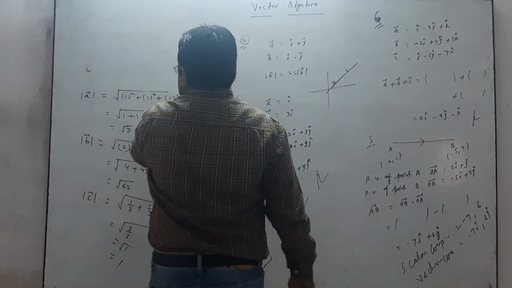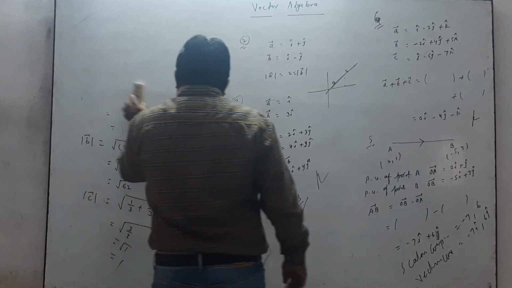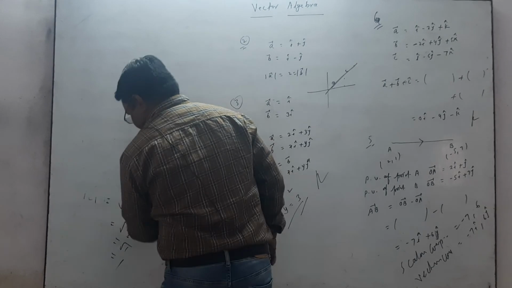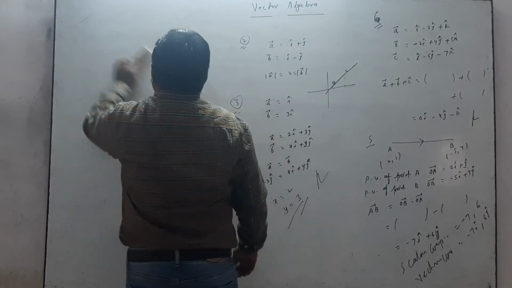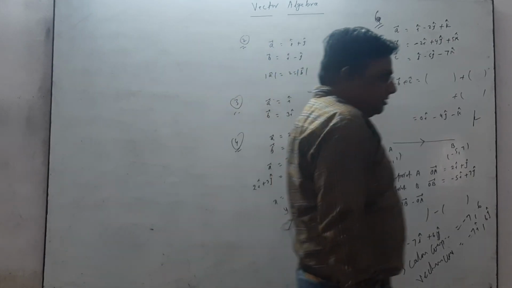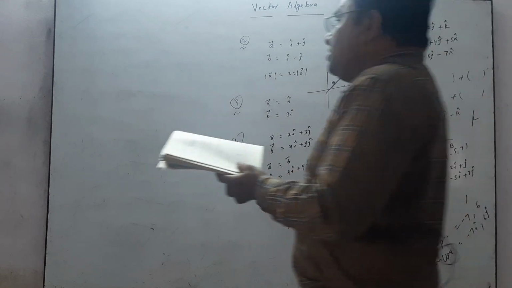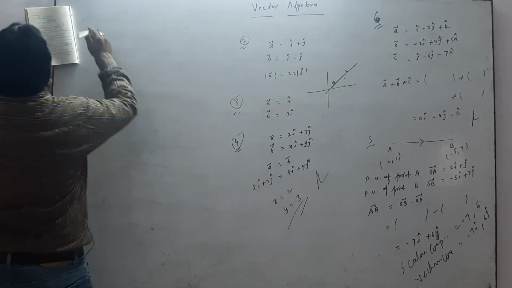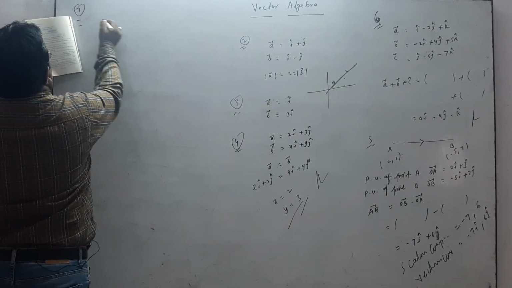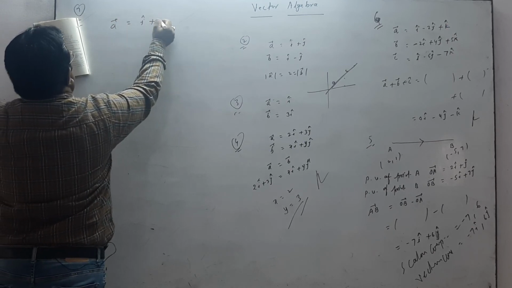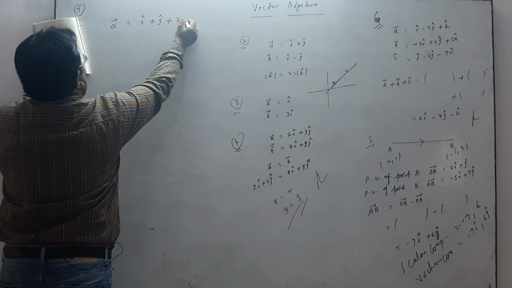Now question number 6. Find the unit vector. Student, yesterday I discussed what the unit vector is, denoted by cap, right? Vector A is given and find the unit vector in the direction of vector A. Question number 7, find the unit vector in the direction of vector A. Now question number 7, vector A is given as i cap plus j cap plus 2k cap.